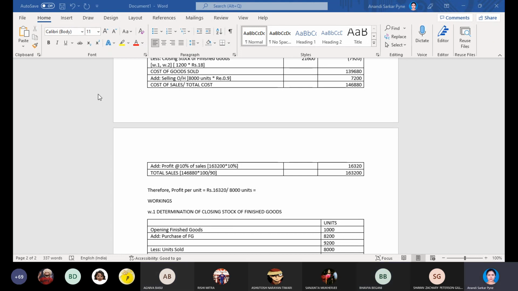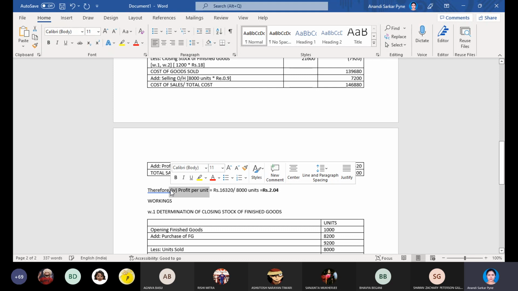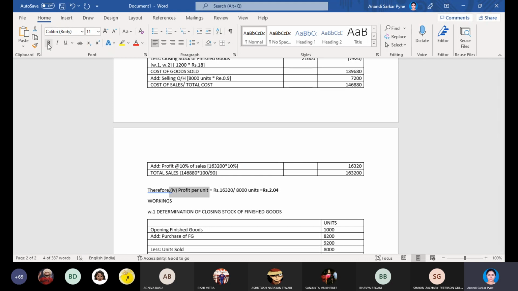divided by 8,000. Practice more, the concepts will become clearer. So 2.04, this is our answer. So this is answer number 4. So profit per unit is rupees 2.04.